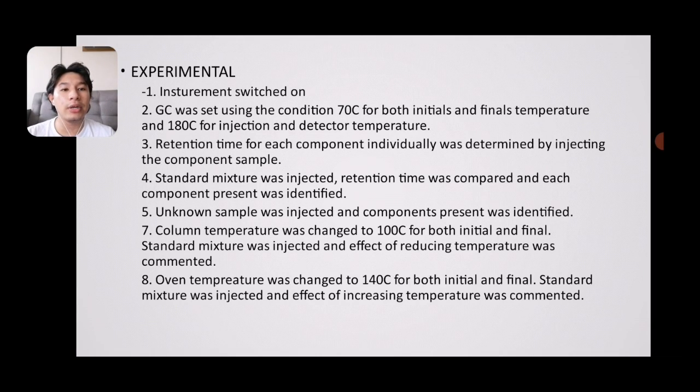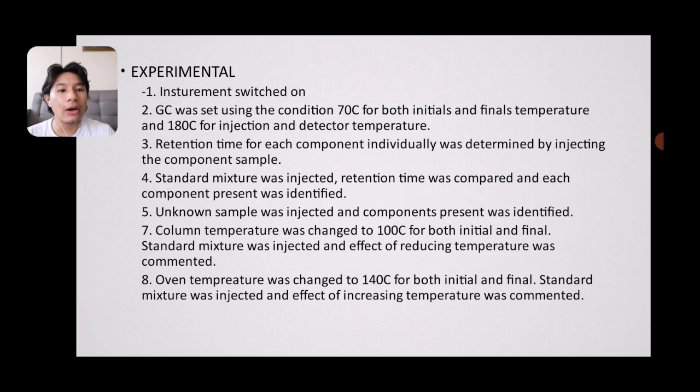Next, during the experiment, we need to switch on the instrument, and we will set the gas chromatography using the condition of 70 degrees for both initial and final temperature and 180 degrees for injection and detector temperature. Retention time for each component was determined by injecting the component sample. Number 4, standard mixture was injected. Retention time was compared and each component's presence was identified. Unknown sample was injected and the components present were identified.